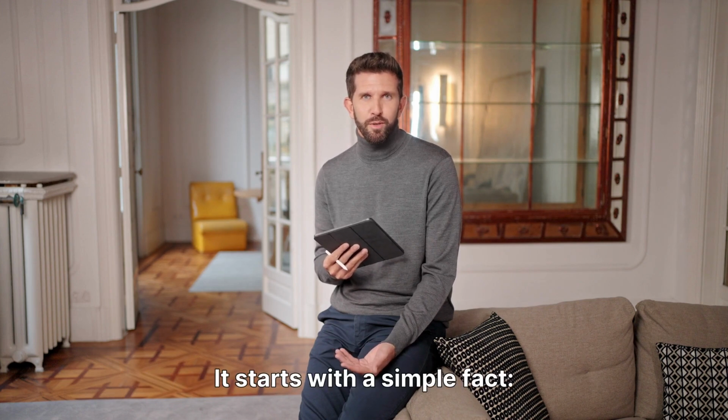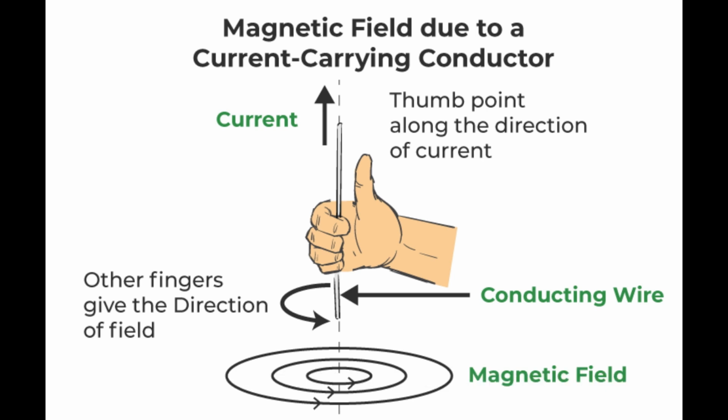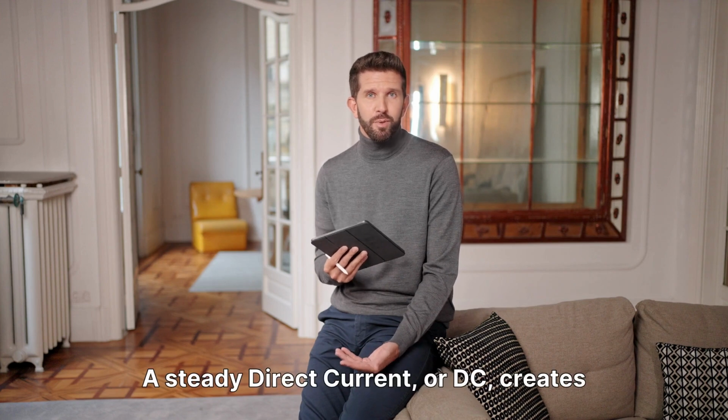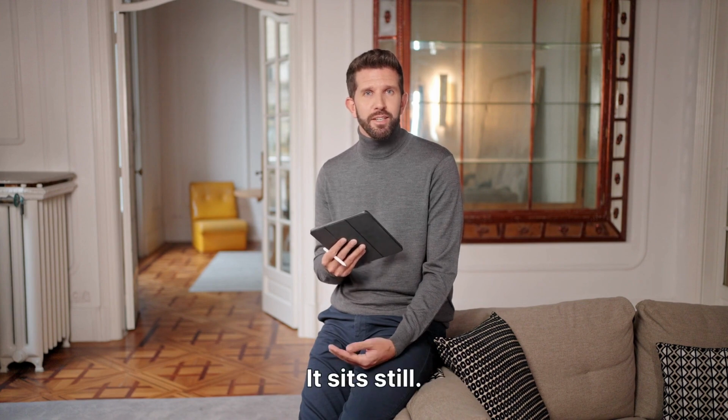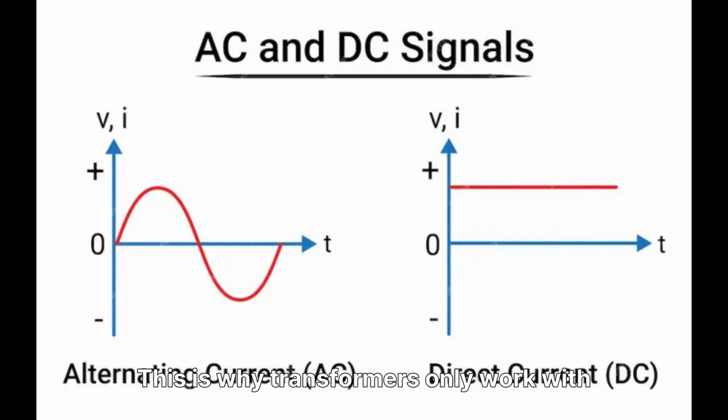It starts with a simple fact. Current flowing through a conductor creates a magnetic field. But here is the catch. A steady direct current, or DC, creates a static magnetic field. It sits still. For a transformer to work, we don't want static, we want movement. We need a changing magnetic field. This is why transformers only work with alternating current, or AC. They do not work with DC batteries.